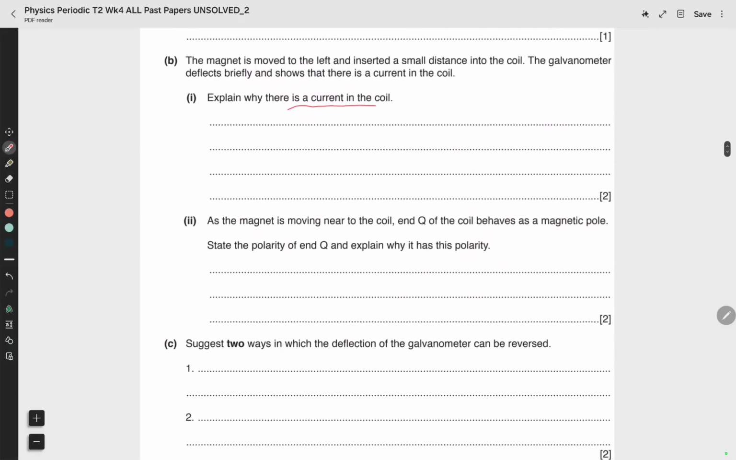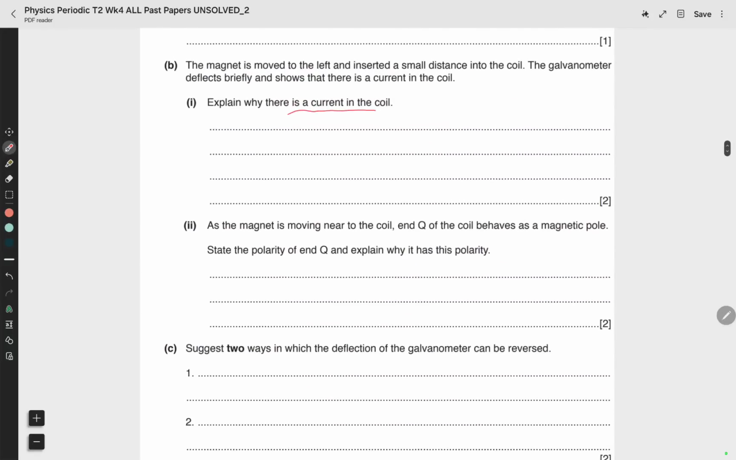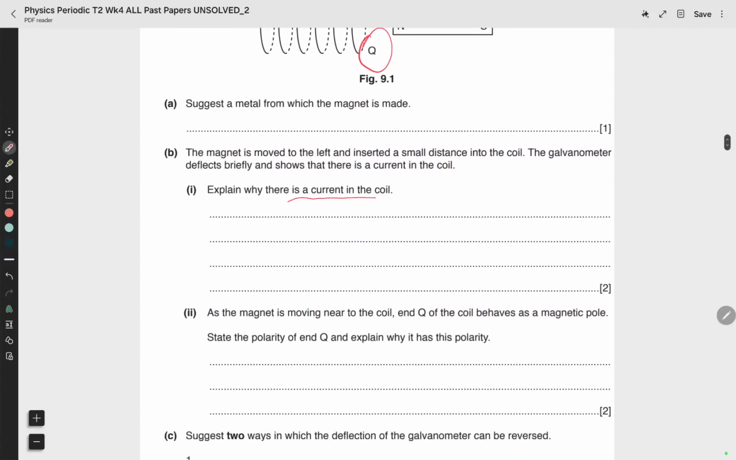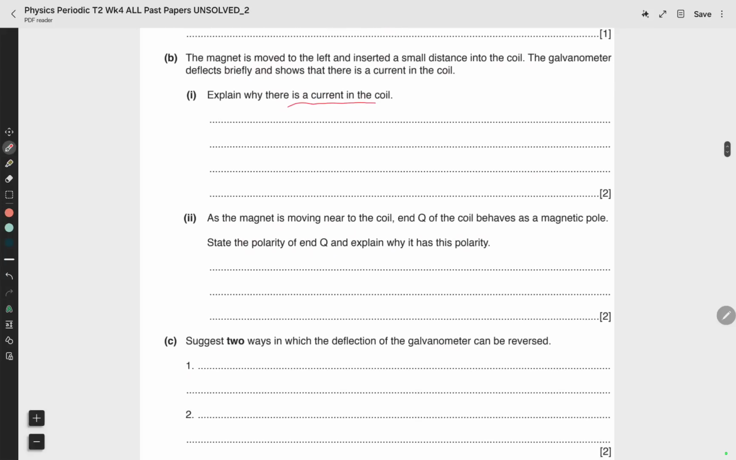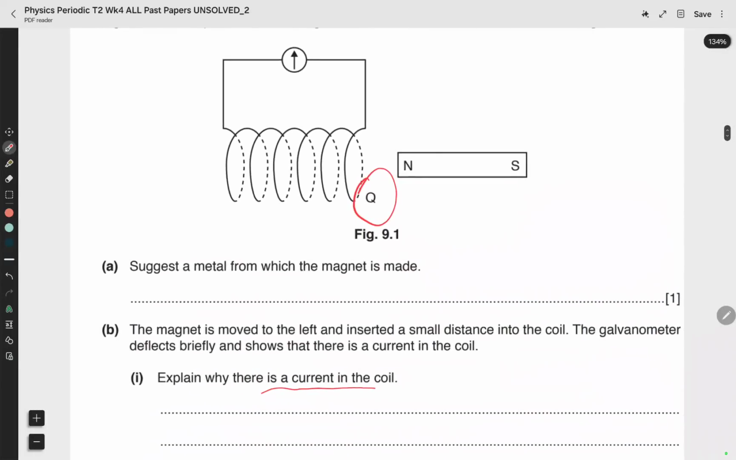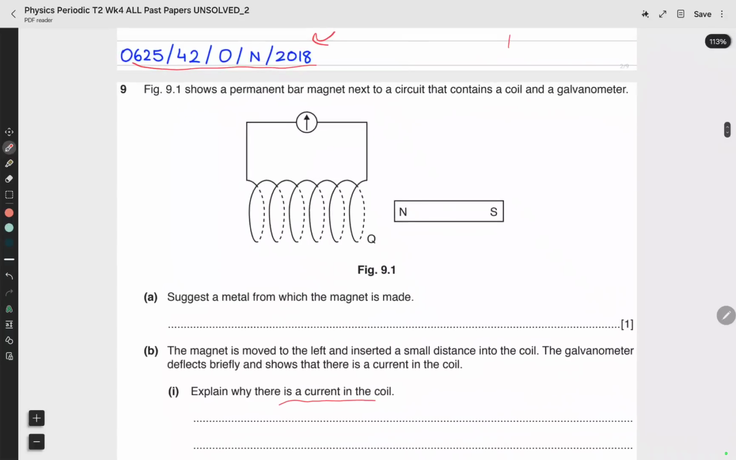As a magnet is moving near to the coil, end Q of the coil behaves as a magnetic pole. State the polarity of end Q and explain why it has this polarity. So many people see this, they're going to be very confused. But there are two things you have to remember, the two laws that we spoke about. Inserting the magnet into a coil, we have two laws that we're working with.